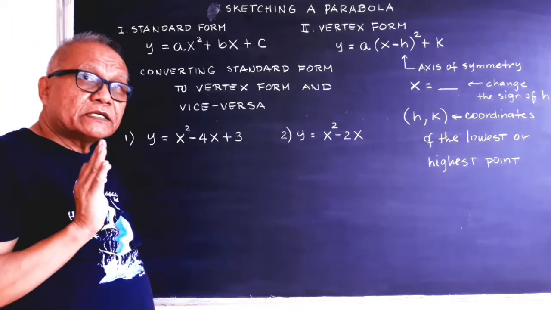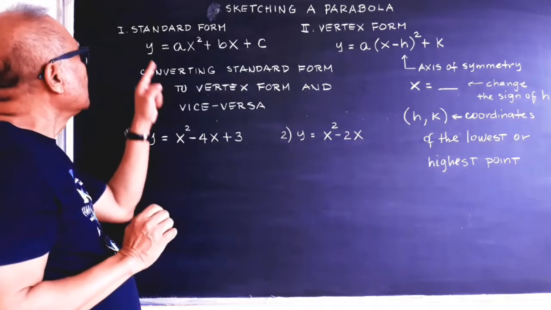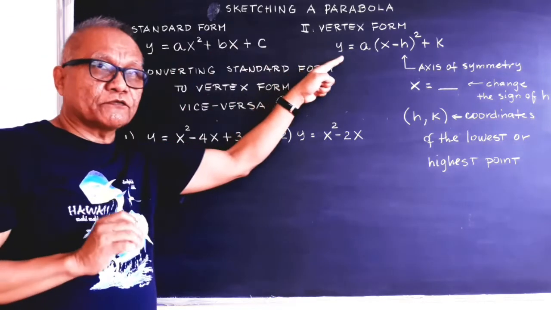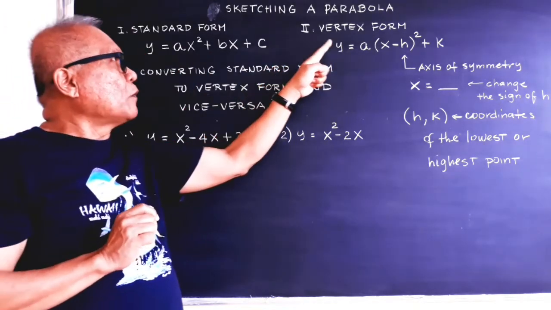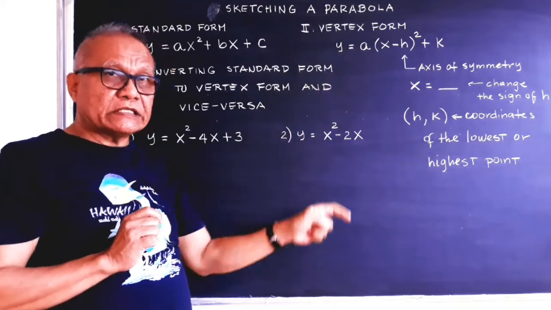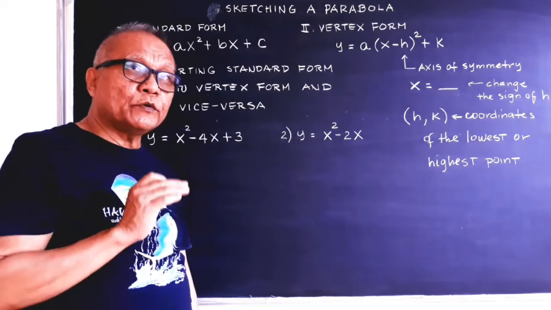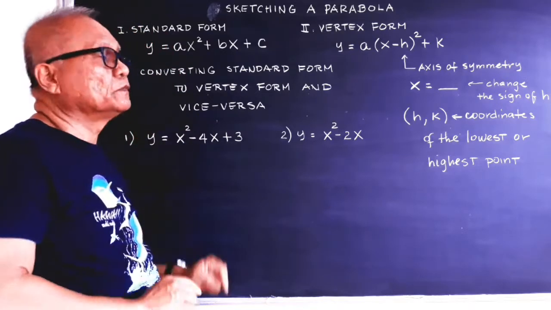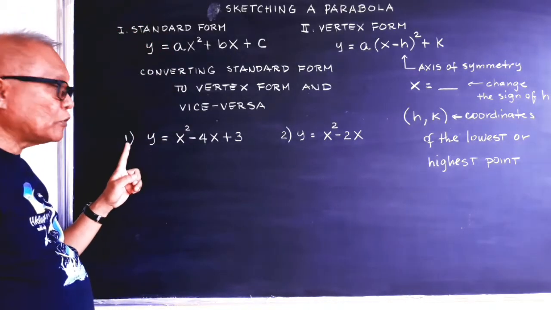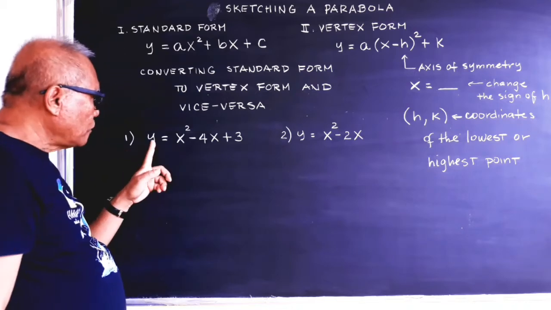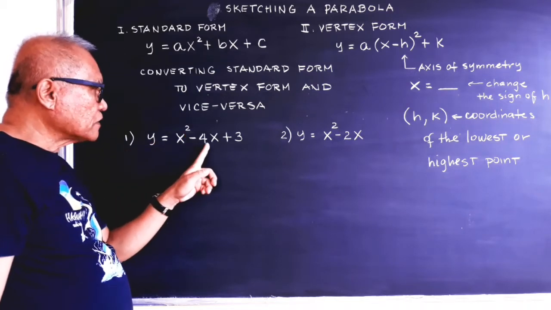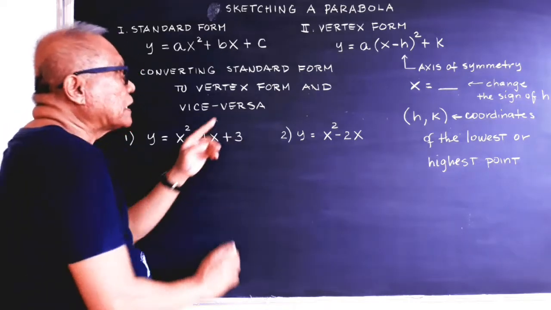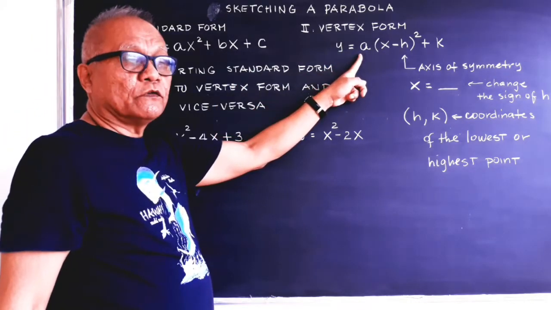So let us learn now how to convert our quadratic equation into vertex form, and then when our quadratic equation is in the vertex form, we will convert that one into standard form. Let's have an example here, class. We have y is equal to x squared minus 4x plus 3. We are going to make this one in this form, vertex form.